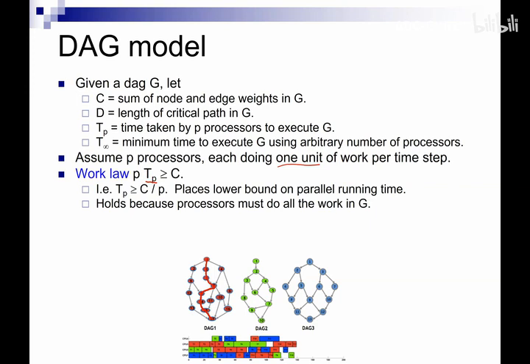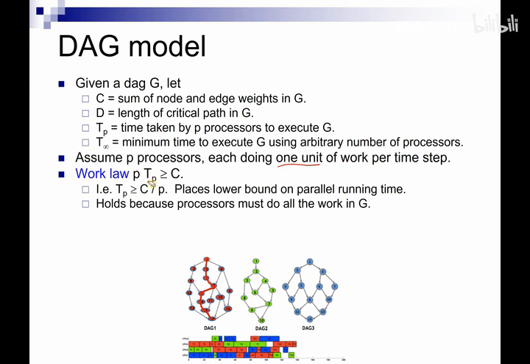Right? And the amount of work that you're doing in TP time is just P times TP. And so this has to be at least as large as C. Now P times TP can actually be larger than C when you have overhead, for example idle time. This P times TP can be larger than the minimum amount of work, but it's got to be at least as large.